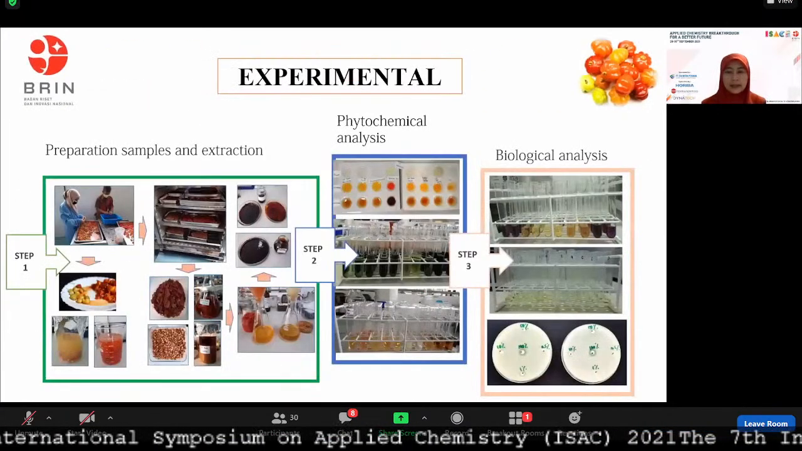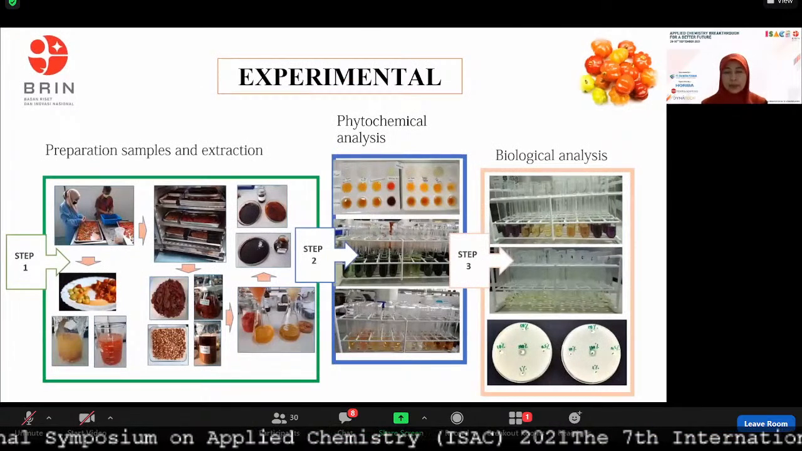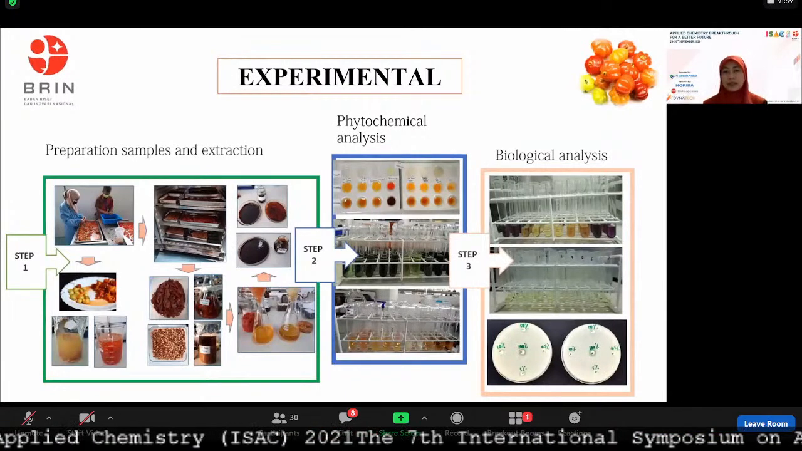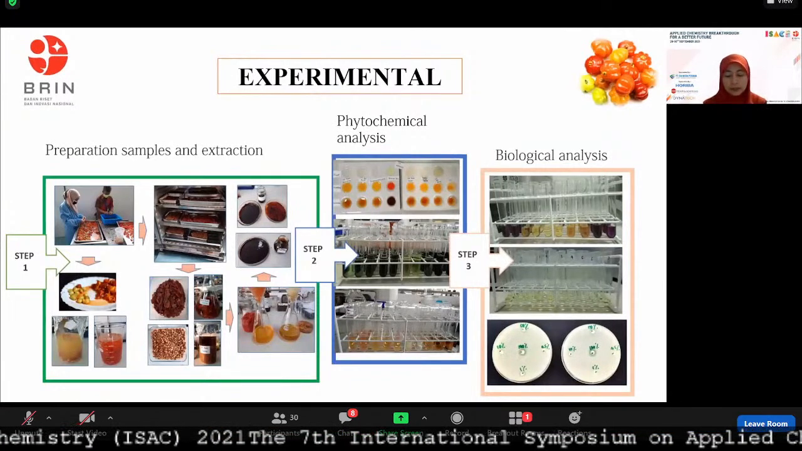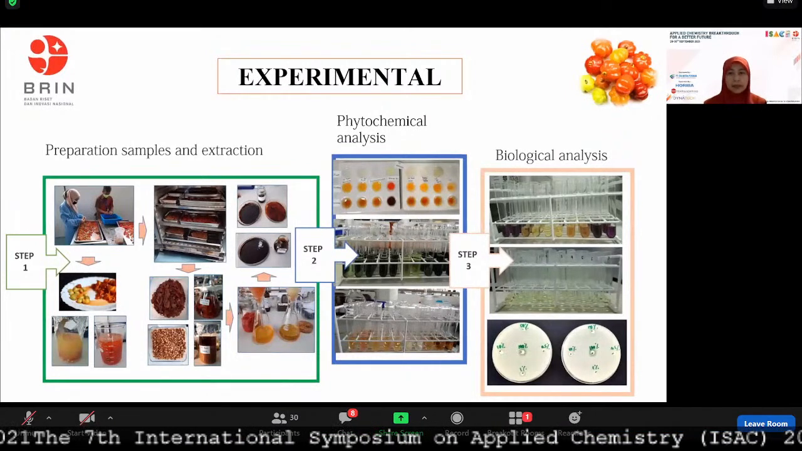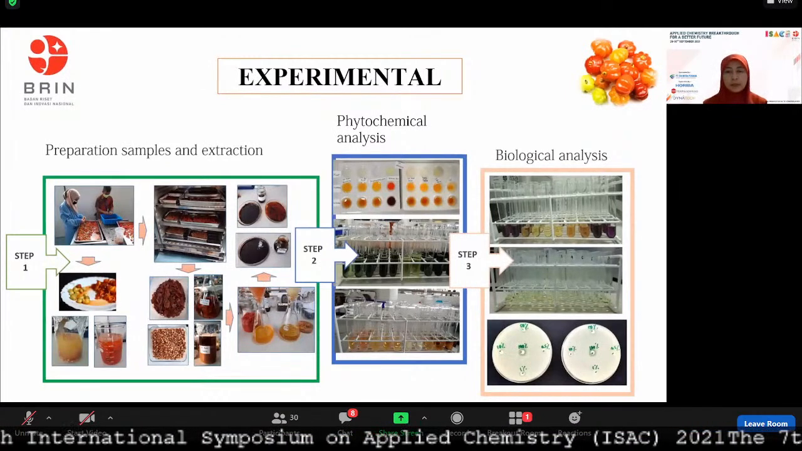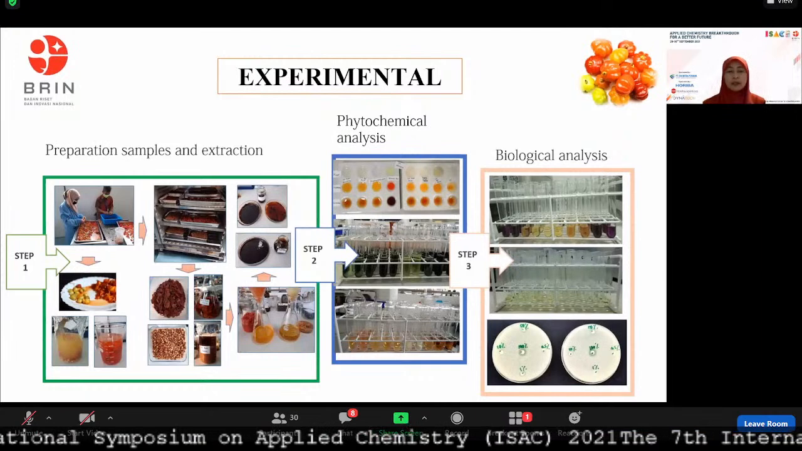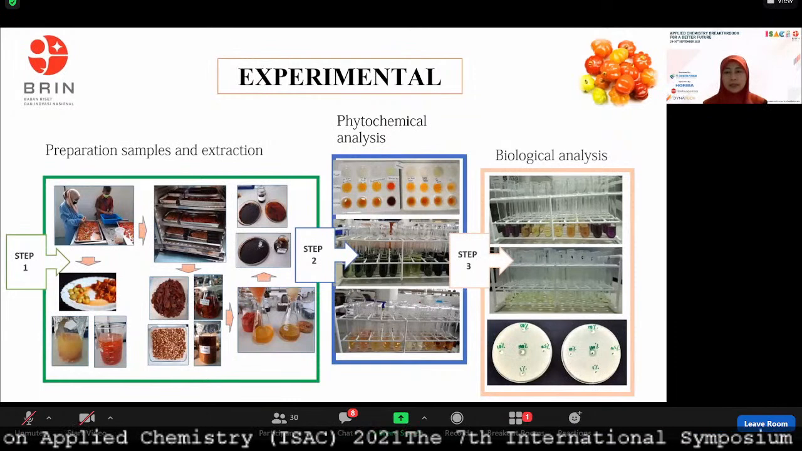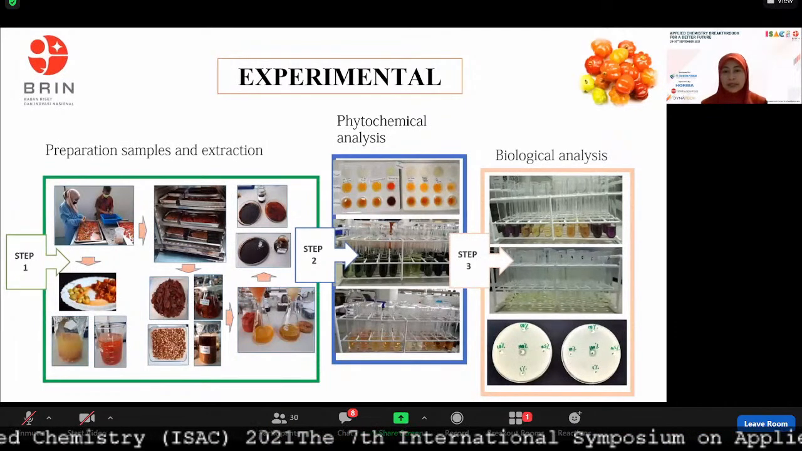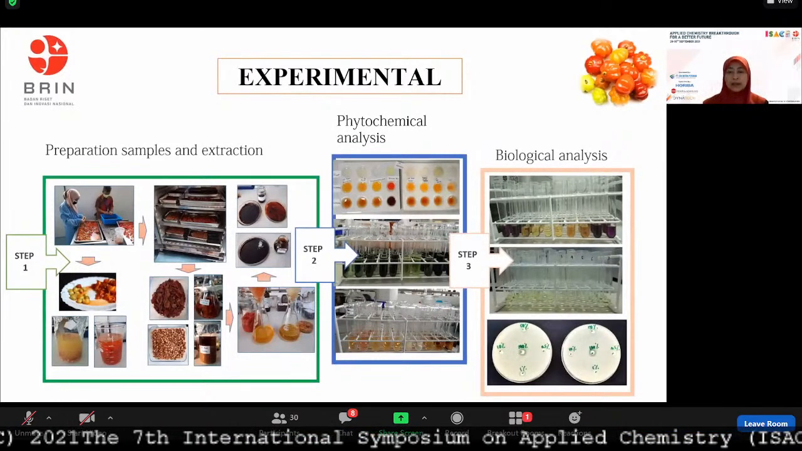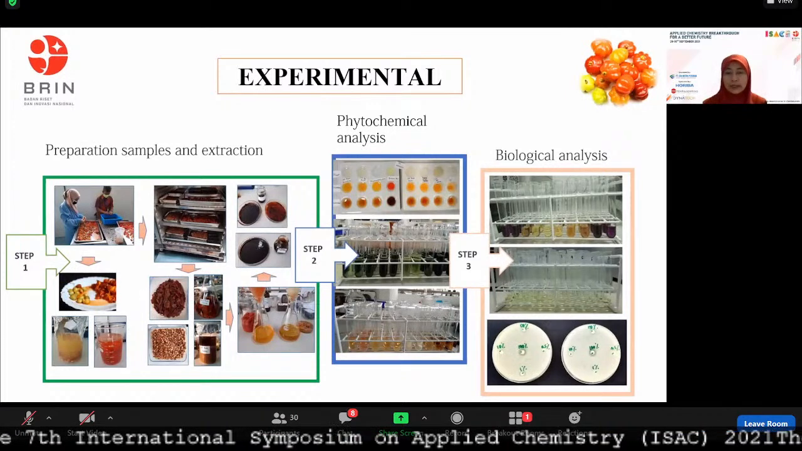Here is the experimental section. The fruit was collected from Lembang, Bandung in June 2020, and the plant taxonomy identification was confirmed by biologists at the Research Center for Biology. First, the fresh fruit is around 14 kilograms. We carefully separated the pulp and the seed, and then the fresh and dry seed and pulp were macerated with ethanol 98%, and then evaporated to obtain the dry extract.